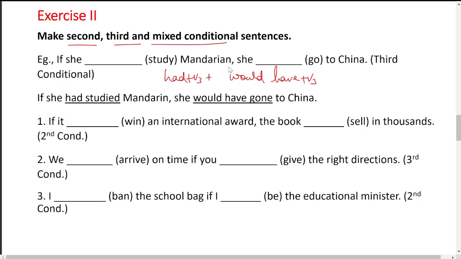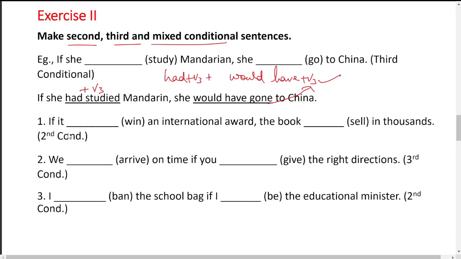If she ___ study Mandarin, she ___ go to China. See, they have already given the answer here. If she had studied Mandarin, she would have gone. V3 is nothing but gone. Since it is the third conditional, we are using this rule.